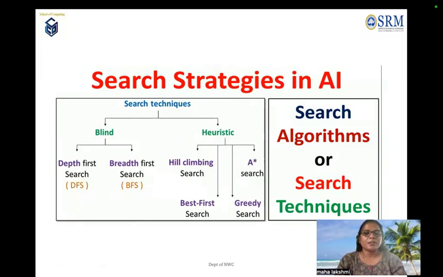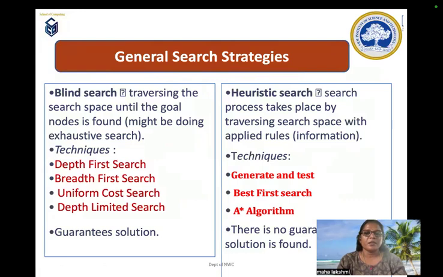Search strategies are overall classified into two major techniques: blind and heuristic. In blind search, there are two types: depth first search, DFS, and breadth first search, BFS. In heuristic search, there are several types: hill climbing search, best first search, greedy search, and A-star search. These are the popular search algorithms available.